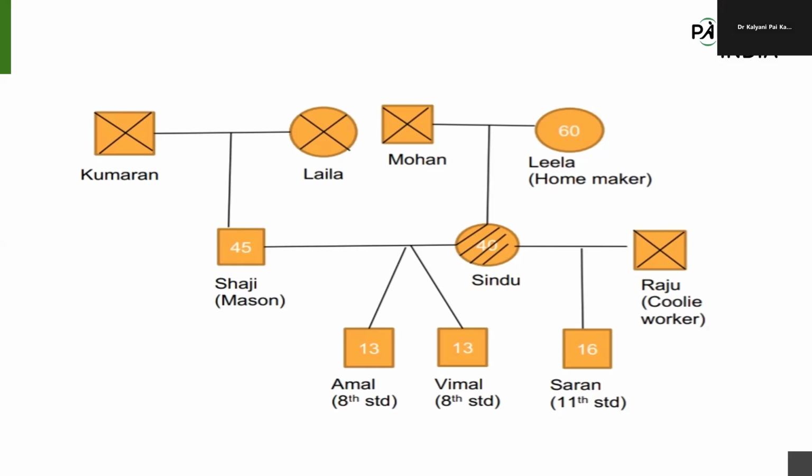Yes, right. Okay, so the patient is 40-year-old female Sindhu who is married to Raju, and also married to another person, Saji, who is 45. Right. Raju is no more now. So with Raju, she has a son who is in 11th standard, whose name is Saran, who is 16 years old. And now she's married to Saji, with whom she has twins who are 13 years old, Amal and Vimal. Thank you so much, Dr. Kalyani Pai.